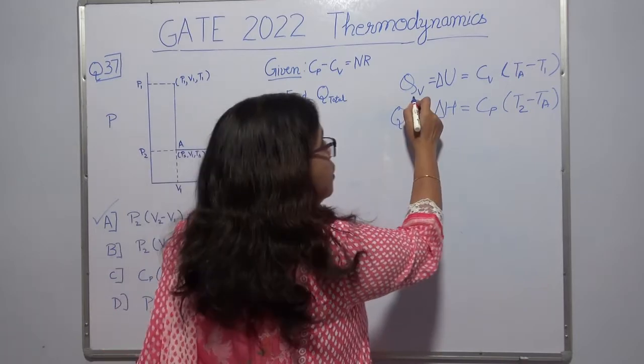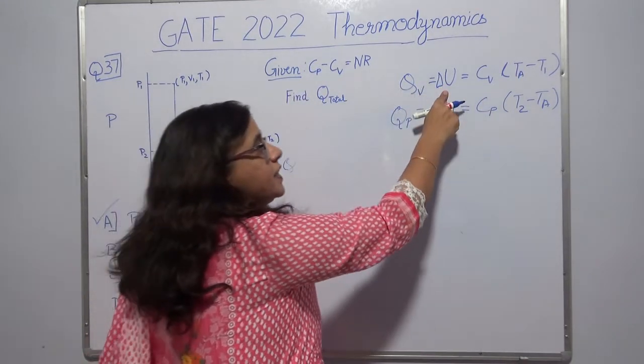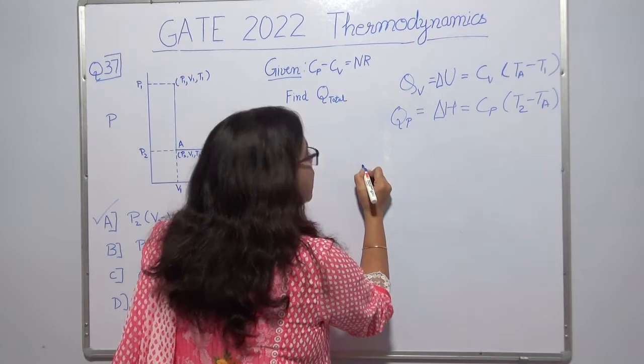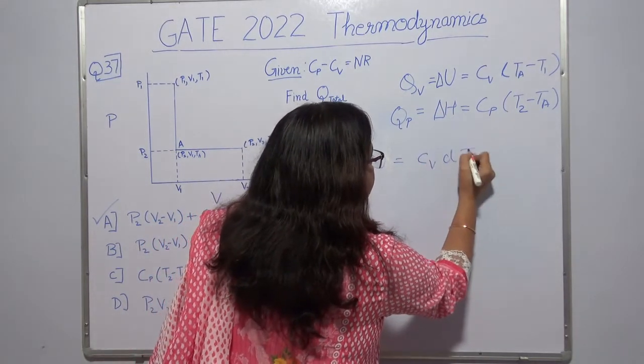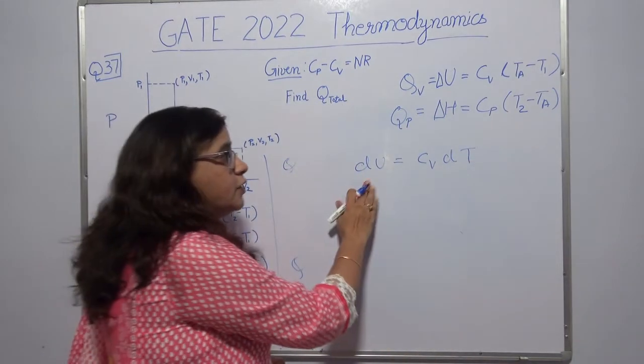Okay, so for a constant volume process, your delta U is equal to Cv delta T. I should write, now I will write it like this: dU is equal to Cv dT, for a constant volume process.